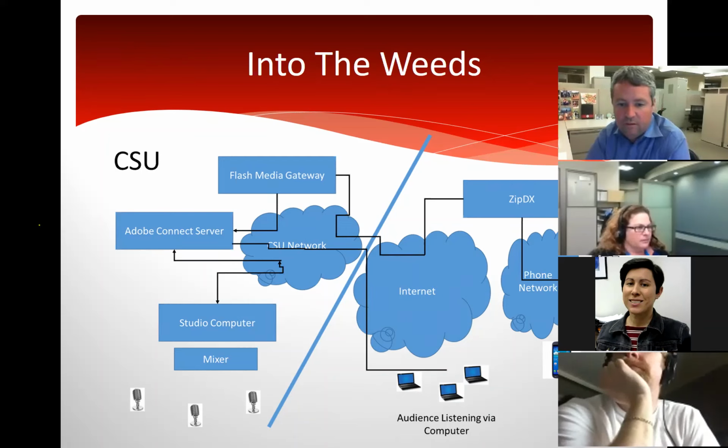If you see over here, the little microphones on the left bottom corner are the microphones that are in the studio. Those need to go to a mixer that then goes to a studio computer. All of that has to go to the CSU network and connect with the Adobe Connect server. With that, we also found out that, of course, all of it needs to be connected to the internet, and the audience is connecting to the internet on their computers. But if we wanted to provide the phone connection like we have right now on this call through Zoom, then we had to get a Flash Media Gateway, and through a company called ZipDX, also connected to the phone network.